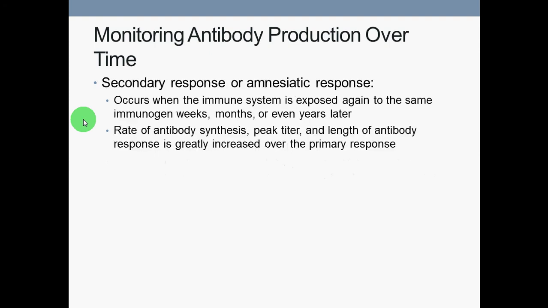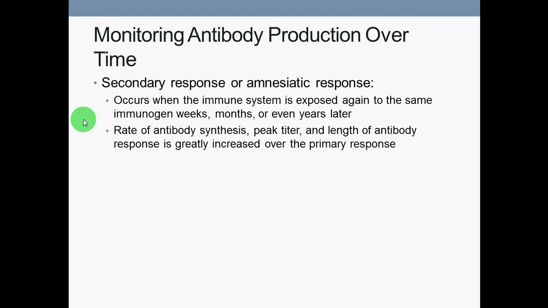After a while, again, you're not producing very much antibody to chickenpox. But if several years later you're exposed to chickenpox again, those few antibodies that were still there will respond to the presence of chickenpox. So this is the secondary or amnestic response. This occurs when the immune system is exposed again to that same immunogen, that same virus, same bacteria. This can be months, can be years, could be decades later.